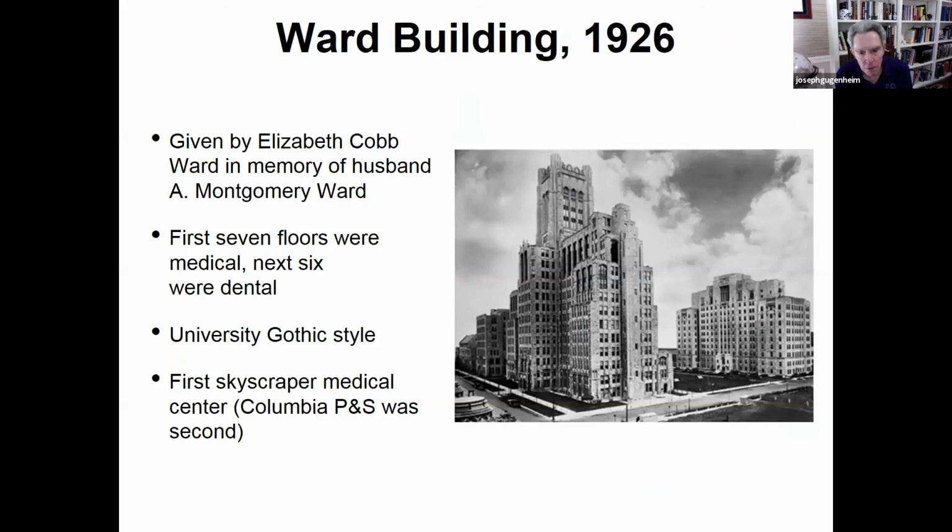Rogers worked on the Chicago campus from 1926 until 1940. He designed the Ward Building, which opened in 1926, given by Elizabeth Cobb Ward in memory of her husband, Montgomery Ward. The first 7 floors were medical and the next 6 floors were dental. It was done in the University Gothic style and was considered the first skyscraper medical center in the United States.